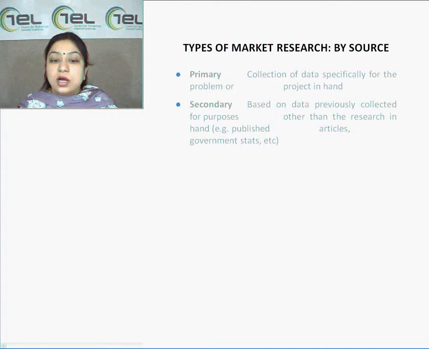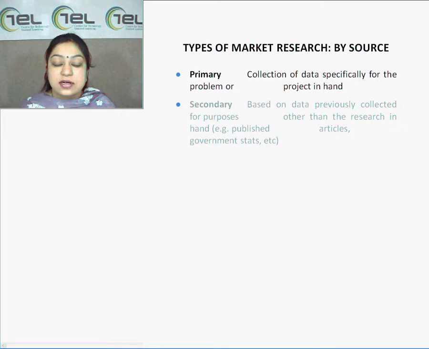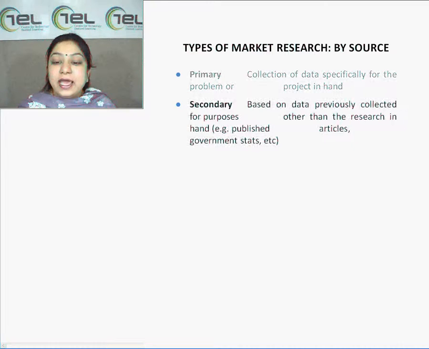Now what are primary and secondary sources of marketing research? Primary research is the collection of data specifically for a particular problem or the project in hand. We have studied that primary data is first-hand information which is collected for the first time. Secondary data is based on data previously collected for purposes other than the research in hand. For example, you have published articles and government statistics available. Both these methods are helpful for the type of marketing research by source.